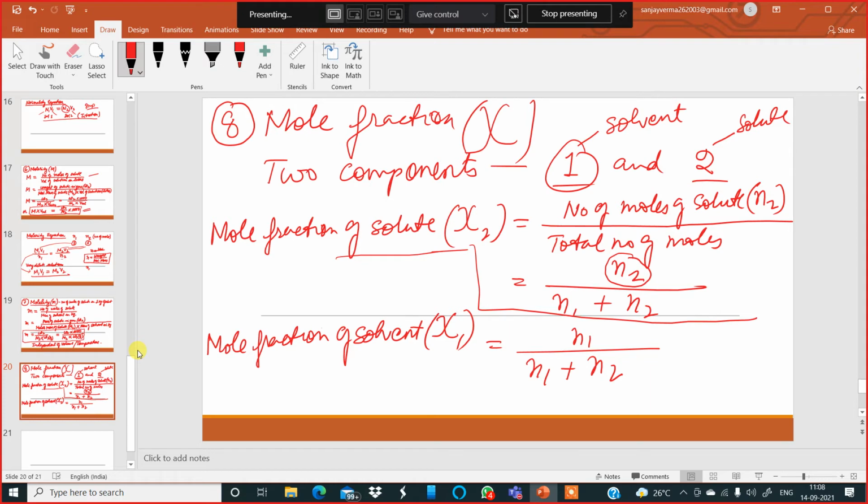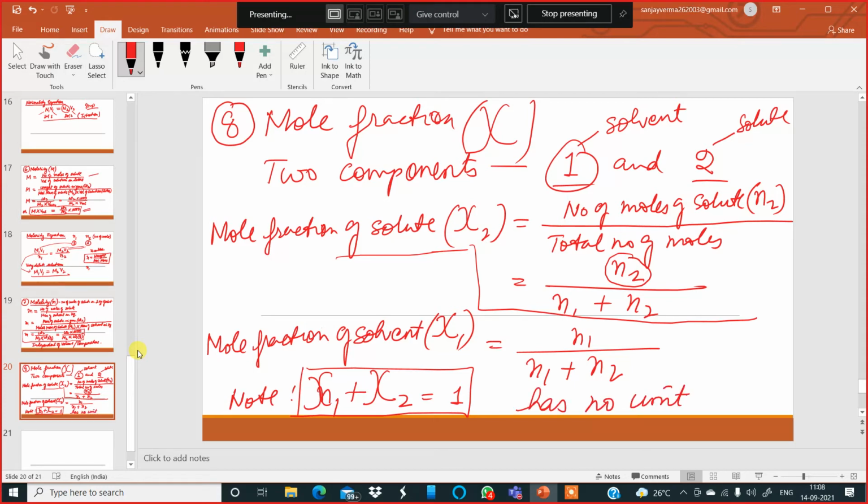Now, please keep in mind, an important point to note over here: the sum of the mole fractions of the two components is always equal to 1. If I add the mole fraction of component 1, that is the solvent, plus the mole fraction of component 2, that is the solute, then it is always equal to 1. This is a fraction. Now remember, mole fraction has no unit.